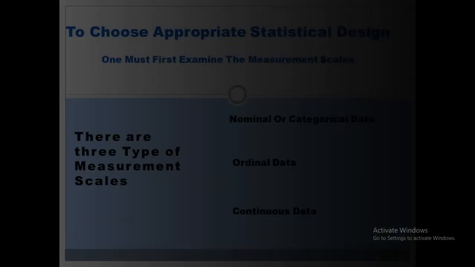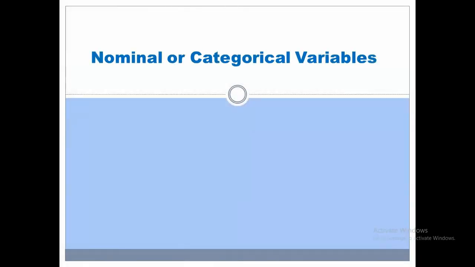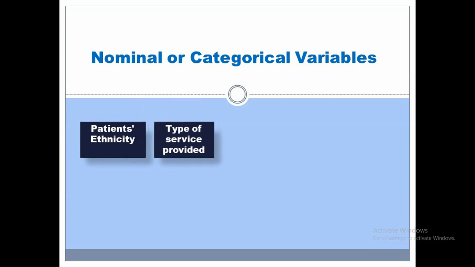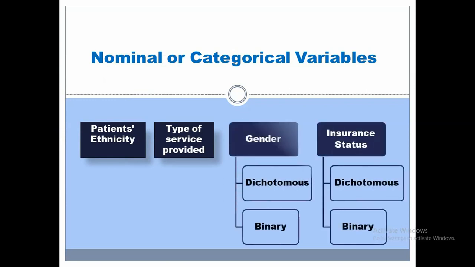Nominal or categorical variables classify individuals into two or more categories or groups. These categories are qualitative, not quantitative. Examples include patient's ethnicity, type of service provided, e.g., emergency, internal medicine, psychiatry. Nominal variables with only two categories are referred to as dichotomous or binary variables like the subject's gender and insurance status, with yes or no categories.